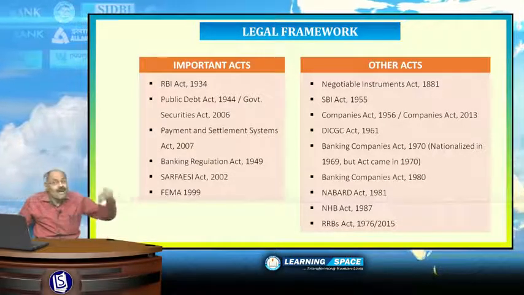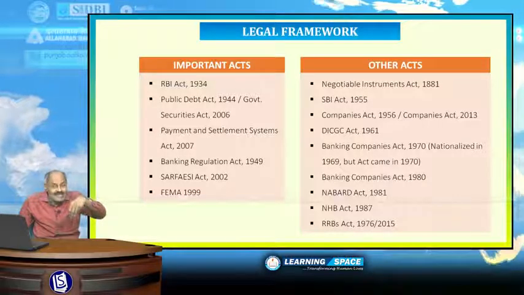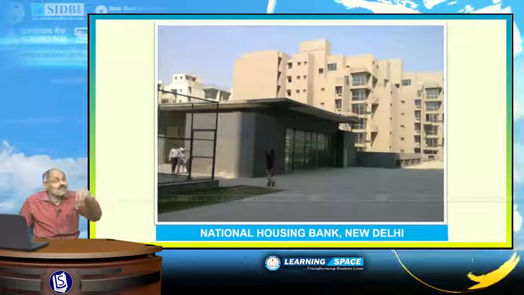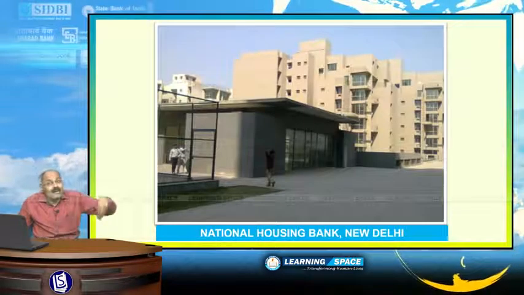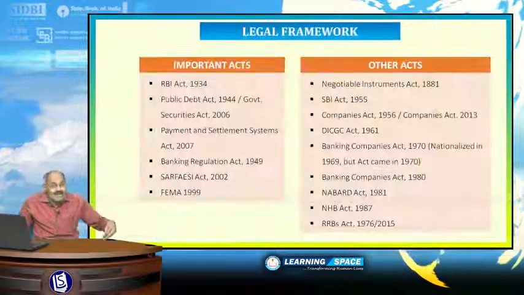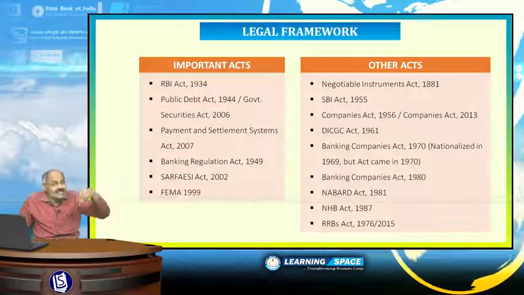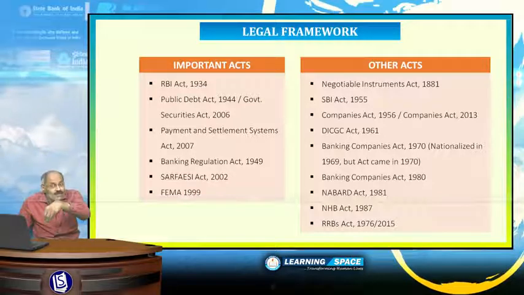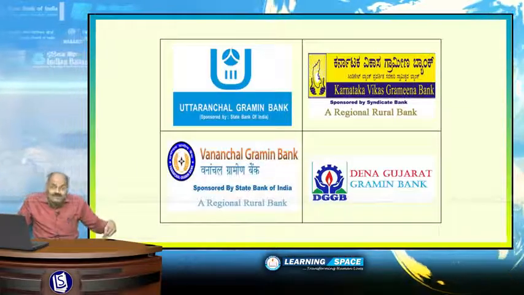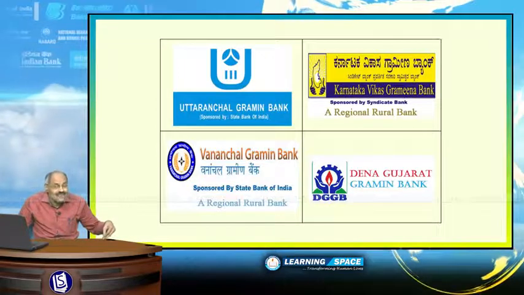Then the National Housing Bank Act of 1987. This Act of 1987 led to the establishment of the National Housing Bank, and please don't forget, the National Housing Bank is the regulator for housing finance companies. Then the RRBs Act of 1976. Regional rural banks were established in the year 1975, and subsequently the Act was brought in 1976, and the functions of regional rural banks should be as per this RRBs Act of 1976.